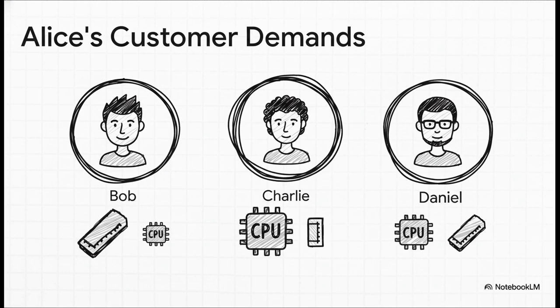And here come the customers. You've got Bob, Charlie, and Daniel. And look, their needs are all over the map. One wants more memory, another wants more CPU. And here's the absolute kicker. They all need to be completely isolated. Bob's app can't crash just because Charlie's code has a bug. No way. They can't even know the others exist.